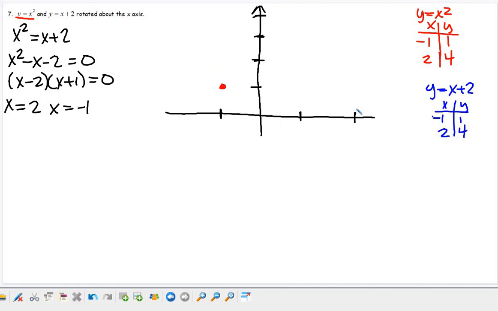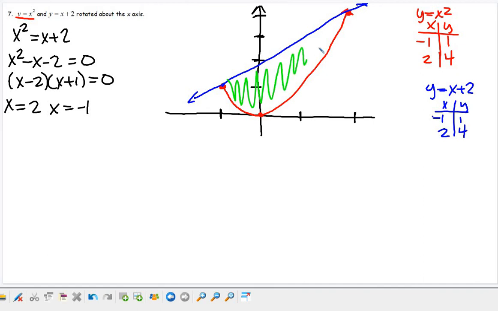All right, so negative 1, 1, and then 2, 4, right? So it's a parabola. Vertex is at the origin. So I'm going to go ahead and mark that so my curve's not too far off. So it looks like this. And then this is a linear function. Oh, that's bad off. So it's going to look like this, right? Which means the area that I want to rotate is here.